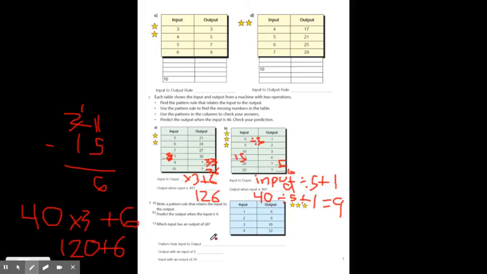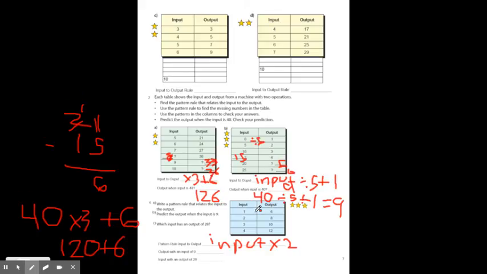So I know I'm going to have to multiply. And I can try using that output and seeing if that helps. These are going up by 2. 6 plus 2 is 8. 8 plus 2 is 10. 10 plus 2 is 12. So I'm going to start with input times 2.